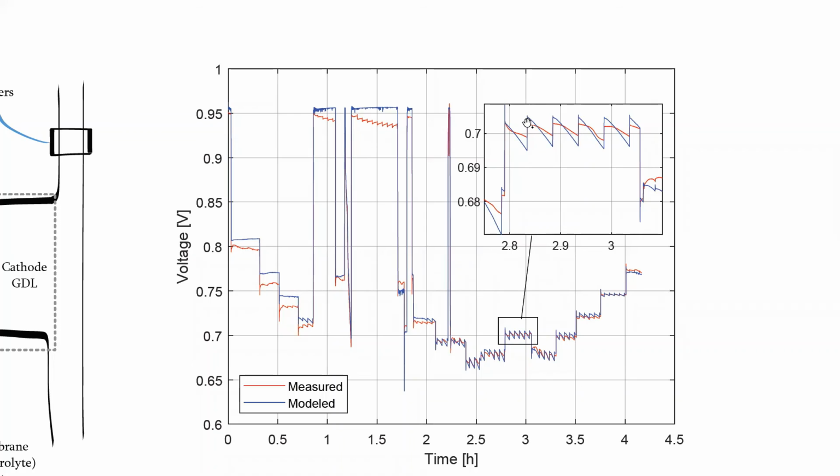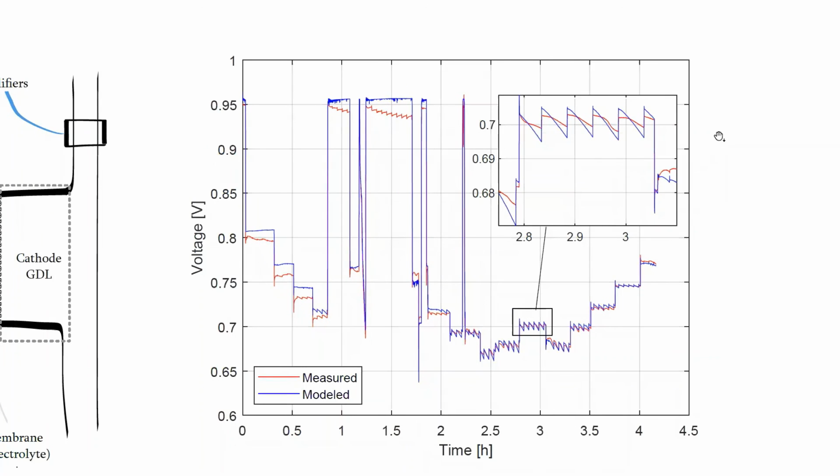And then after that, we get a slow decrease in voltage when the water builds up again. And then we open the purge valve again. And this causes this zigzag pattern in the voltage that the model that we're using captures pretty well.